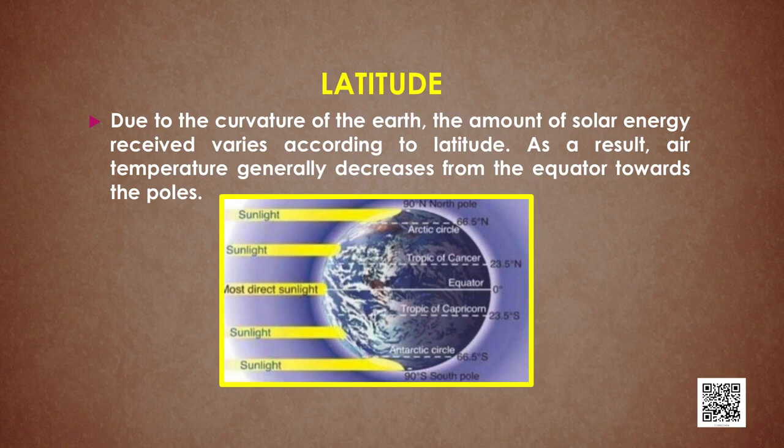Children, whenever you try to understand climate, do not forget the rotation, the revolution and the tilt of the earth, because all these factors are related to the movement of surface winds and air pressure. Due to the curvature of the earth, the amount of solar energy received varies according to the latitude. As a result, the temperature generally decreases from equator towards the poles.